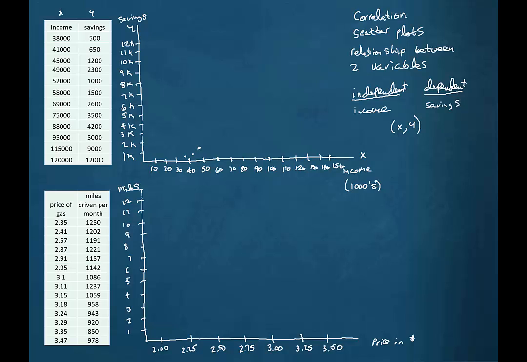The next ordered pair would be at 49,000, 2,300. And then we have 52,000, 1,000. Now there is a tick down right there. But we really don't expect these data sets to be perfectly correlated. We expect other variables to come into play in something like the relationship between income and savings. 58,000, 1,500.